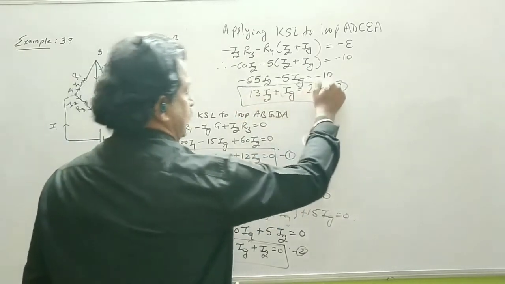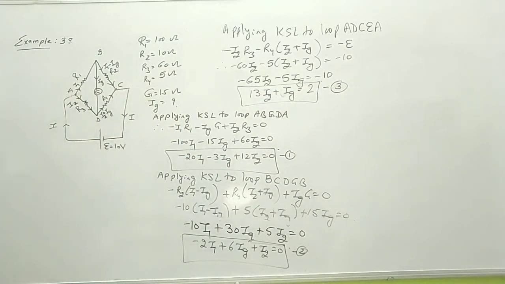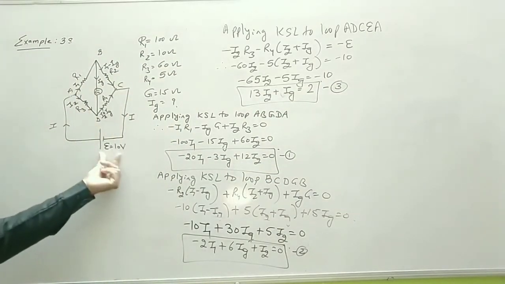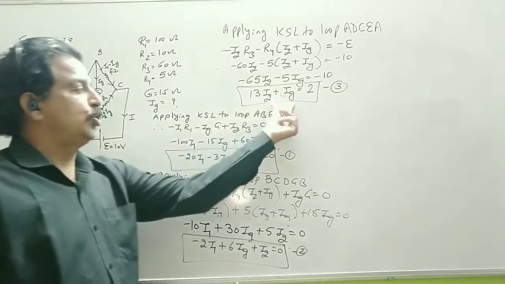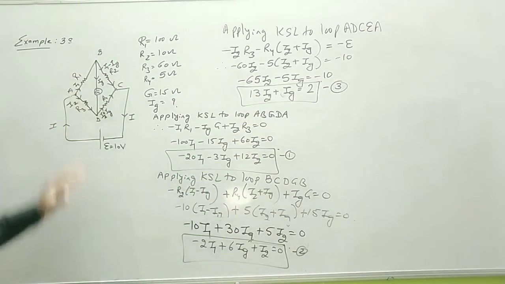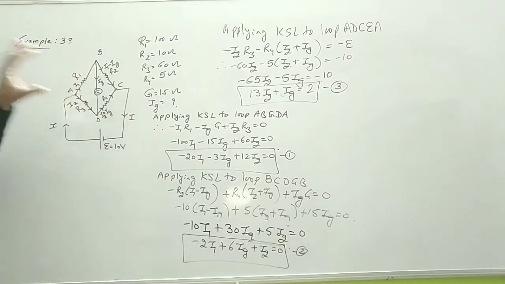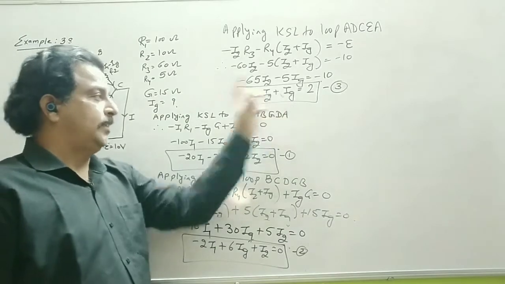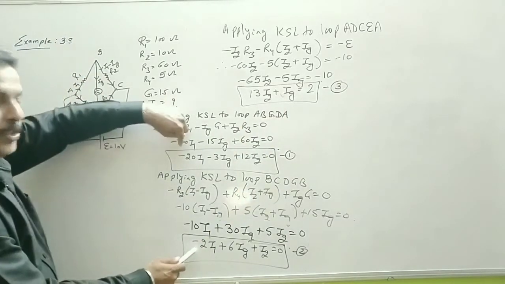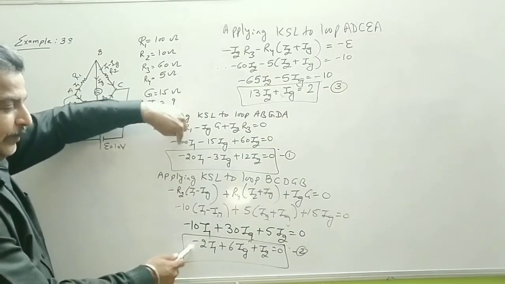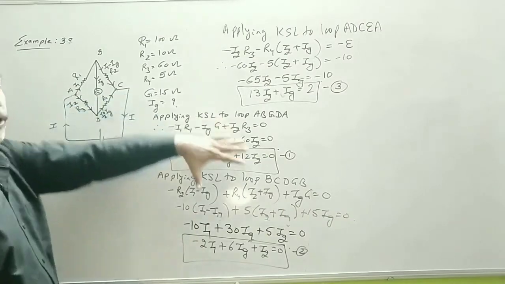Now we have these 3 equations. So see, when we make use of this battery, the equation is reduced to 2 variables. So you have to choose a path or a loop in such a way that it has the minimum variables. Now I have a relation between I2 and IG.